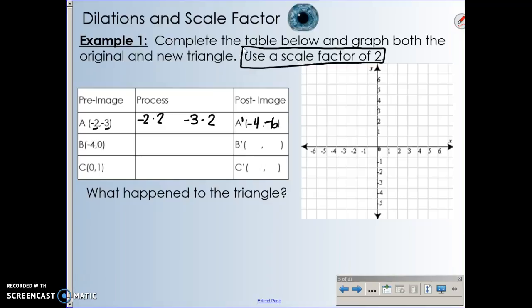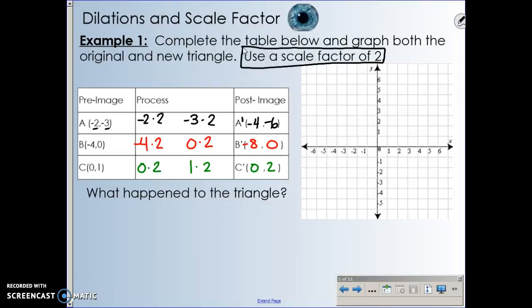Same thing with the next one. We have -4 times 2, that's going to be -8. 0 times 2 is still 0, so B prime is -8, 0. And same thing for C. 0 times 2 is still 0. 1 times 2 is going to be 2. So those are the scaled up points for this picture because we're basically doubling everything.